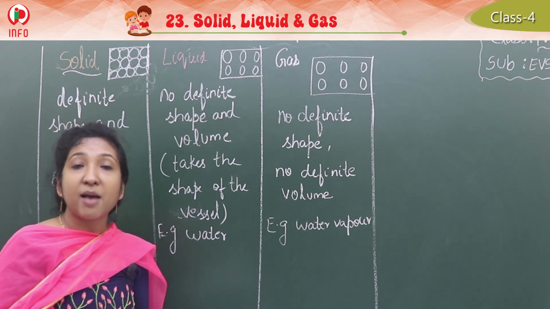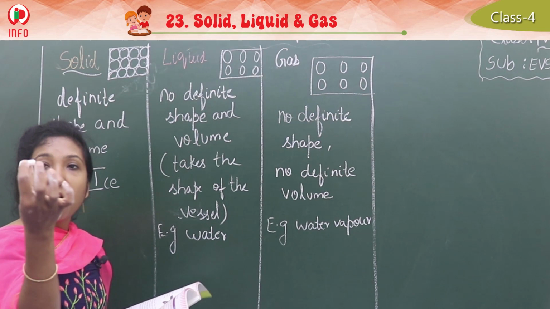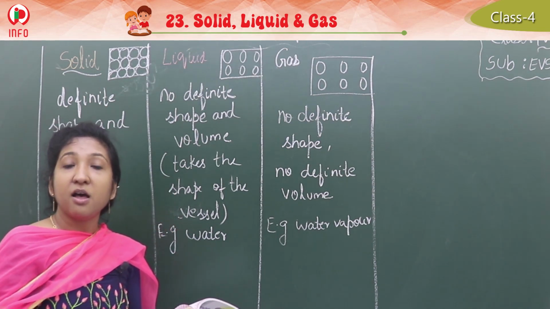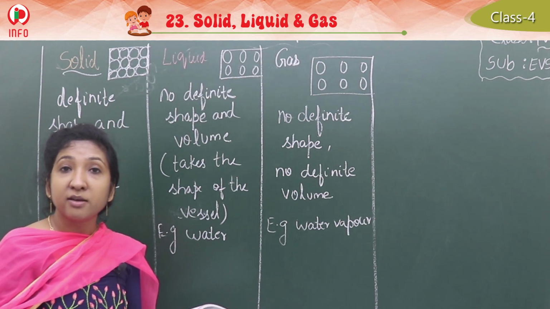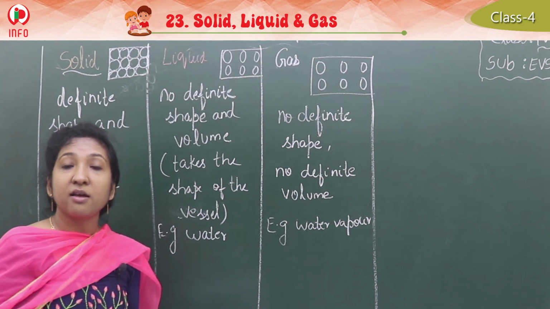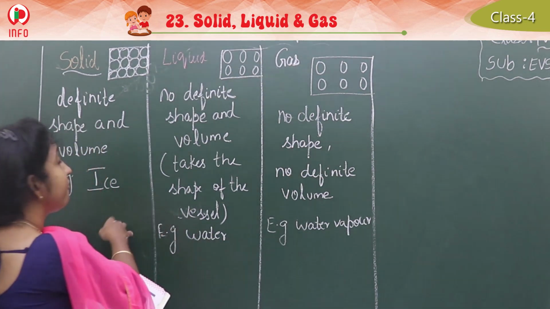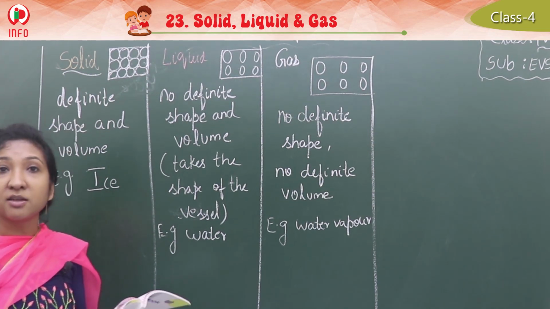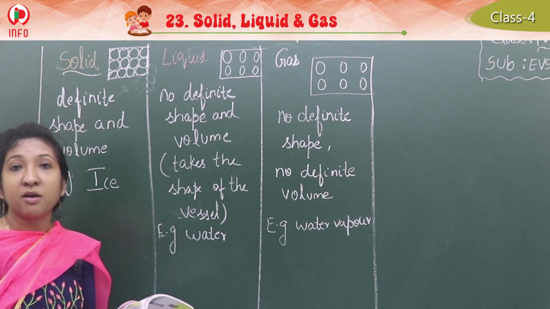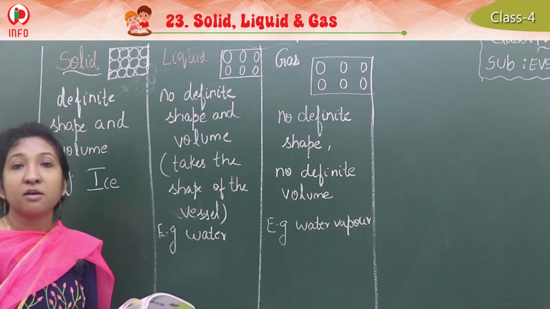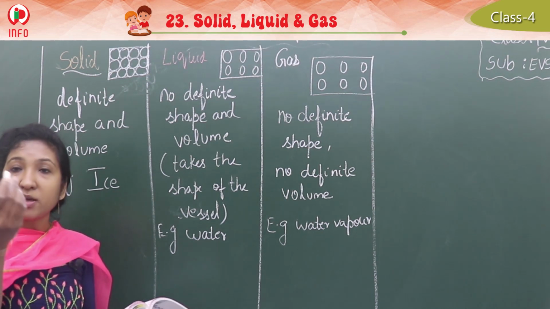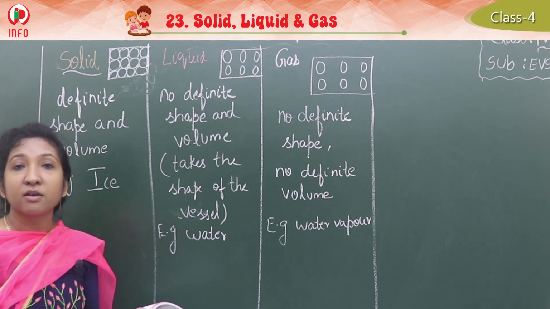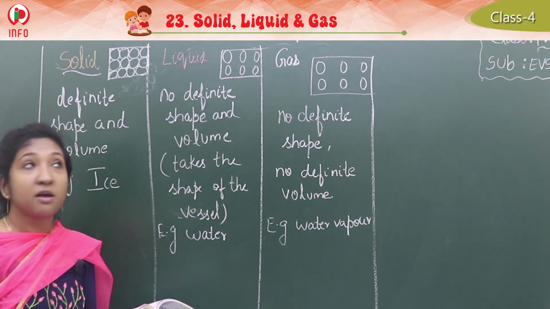Or we can say examples of solid are chalk, board, book, pencil, rock, wood, bus, car. These all are examples of solid. These all have a definite shape, isn't it? Book has a shape. Bus has a shape. Rock has a shape, chalk has a shape, and they also have different volume, the space they occupy.